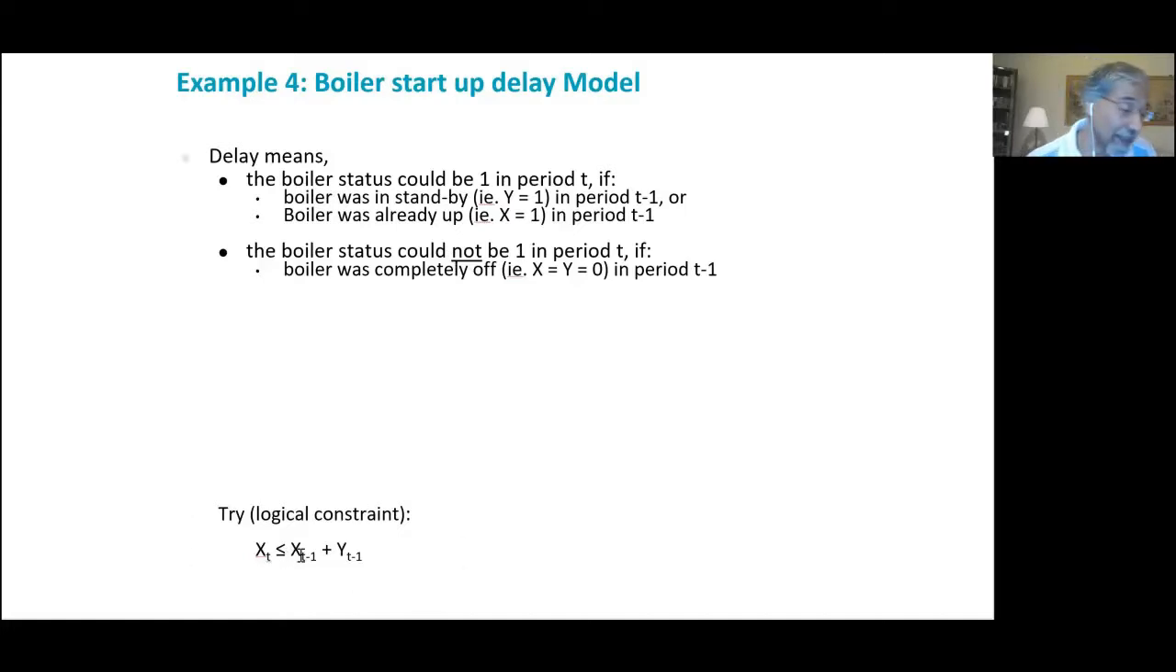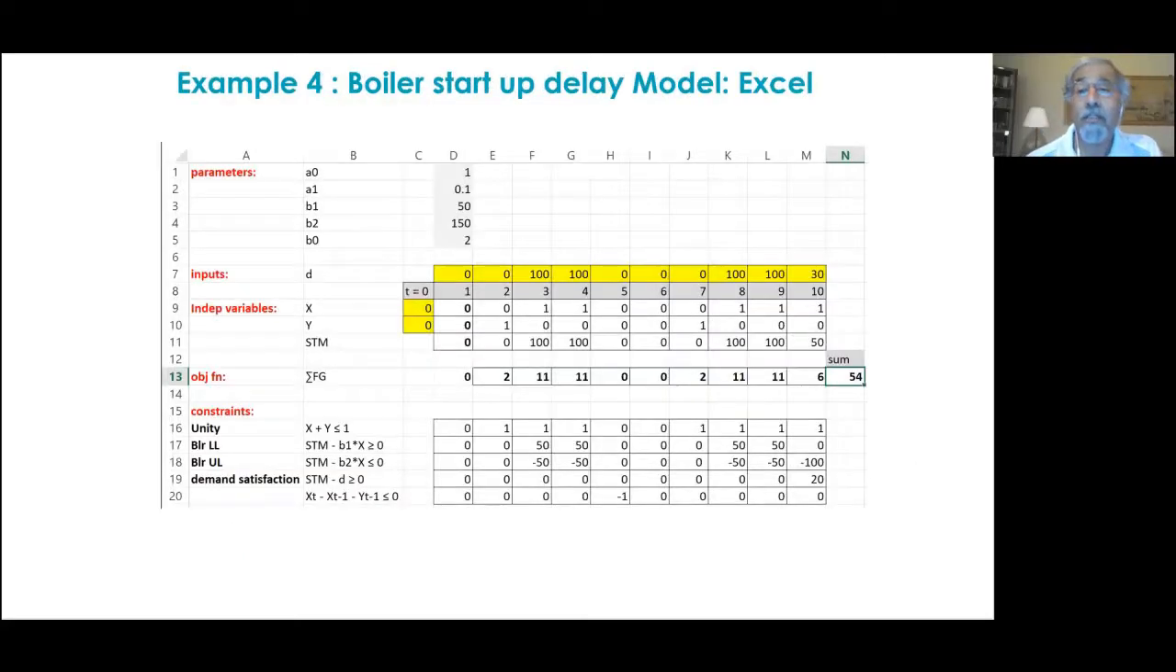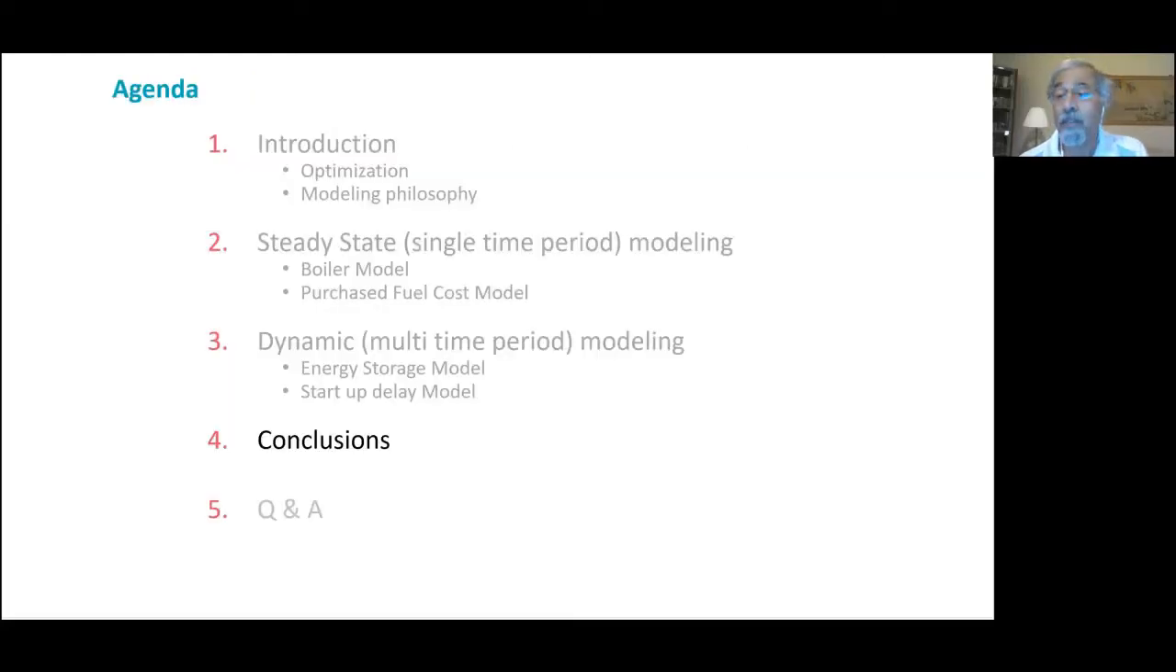xt is less than or equal to xt minus 1 plus yt minus 1. And this also applies to more than one time period delay. Here is the solution for a contrived problem, with demand in periods 3 and 4, 8, 9, and 10. And the boiler does the right thing. It goes into standby in the period before steam is needed. Okay, so much for examples.